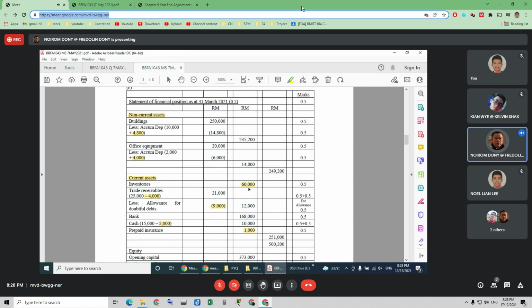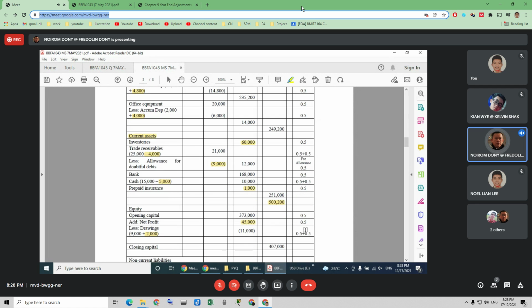Okay, add all together. So you have 251,000 current asset total. So plus the non-current asset, then this is the amount of your total asset, which should be the same as equity plus liability.